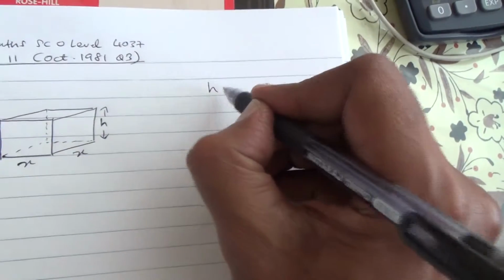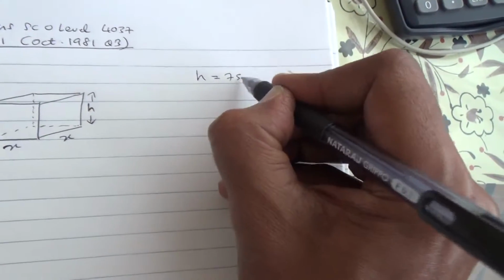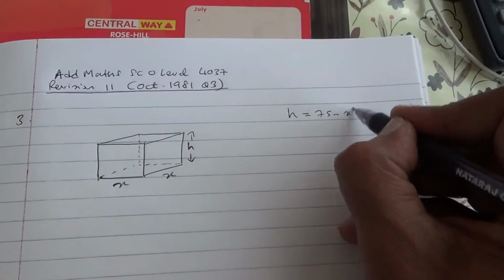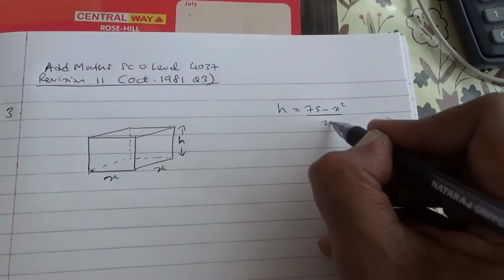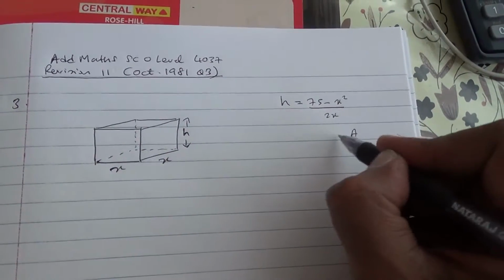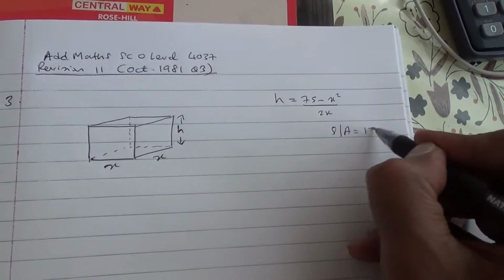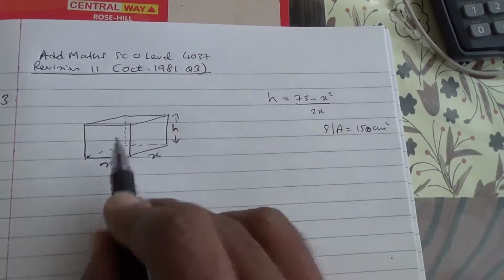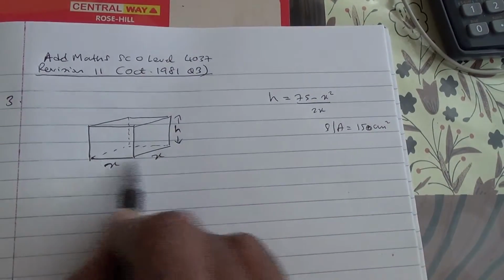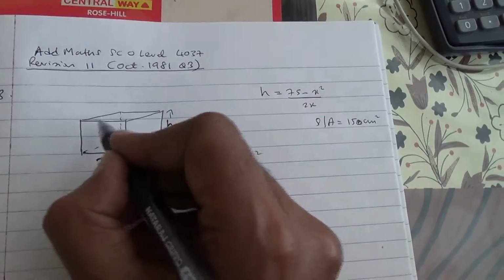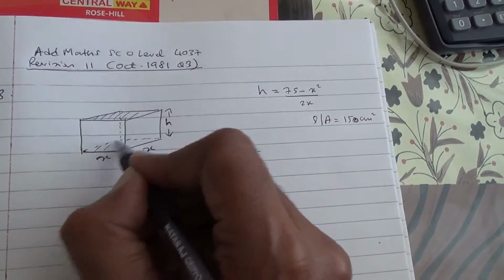Okay, so we need to show that the height of this cuboid is given by h is equal to 75 minus x squared over 2x. Now what I would like you to realize, we are given that the total surface area is 150 centimeters square. What do we mean by that? All these surfaces, we've got one at the bottom here, x times x is going to be x squared, then one on top here.